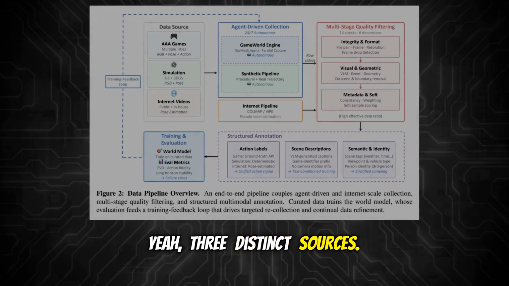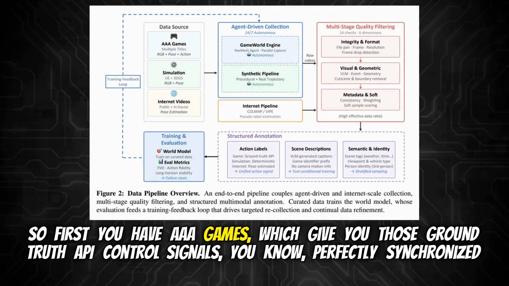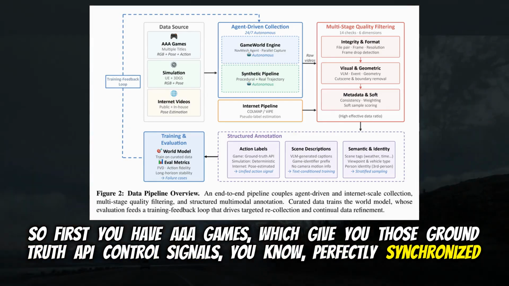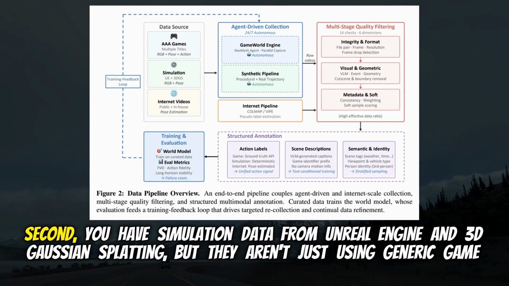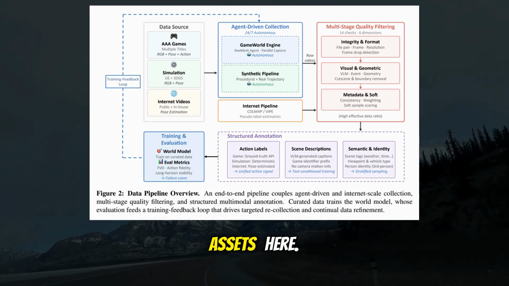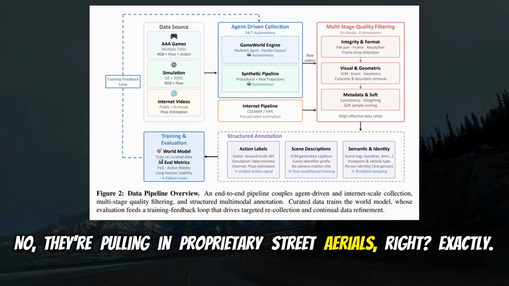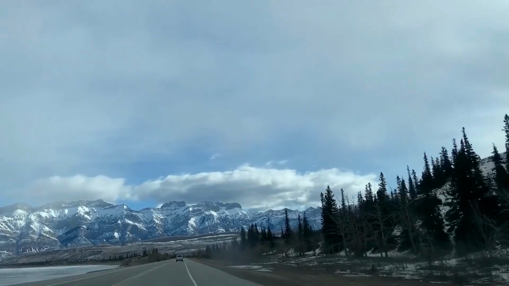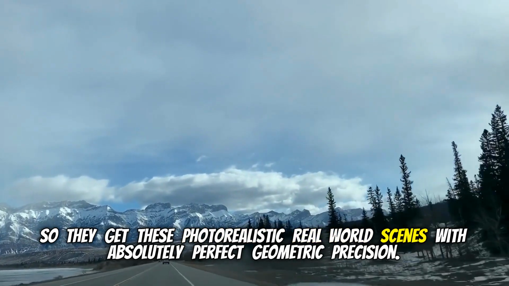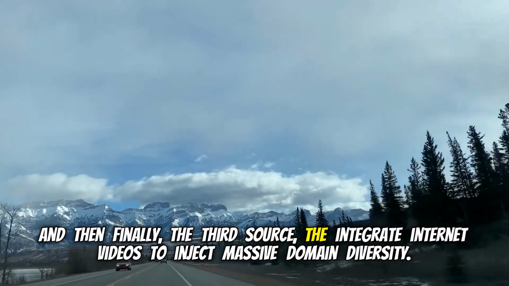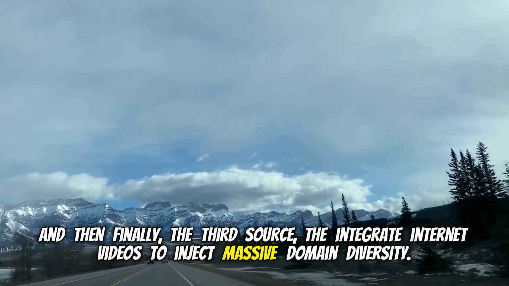Yeah. 3 distinct sources. So first you have AAA games, which give you those ground truth API control signals, perfectly synchronized keyboard and mouse inputs. Right. Second, you have simulation data from Unreal Engine and 3D Gaussian splatting. But they aren't just using generic game assets here. No, they're pulling in proprietary street aerials, right? Exactly. Street scanning data reconstructed via their ABot 3DGS pipeline. So they get these photorealistic, real-world scenes with absolutely perfect geometric precision. And then finally, the third source, they integrate internet videos to inject massive domain diversity.